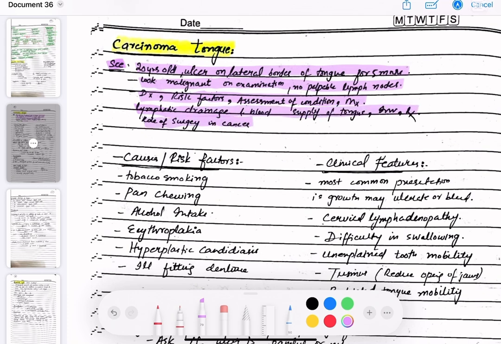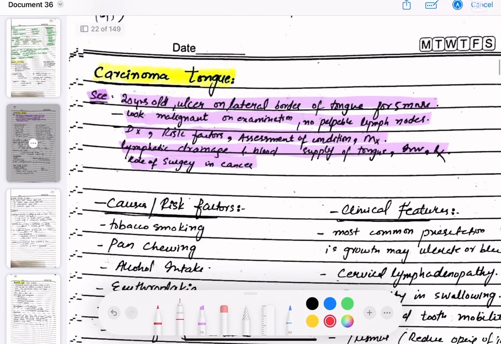Okay, so in this scenario, it is mentioned that there is a 20 year old and he is having an ulcer on the lateral border of the tongue for 5 months. Okay, so he looks malignant on examination, and there are no palpable lymph nodes.